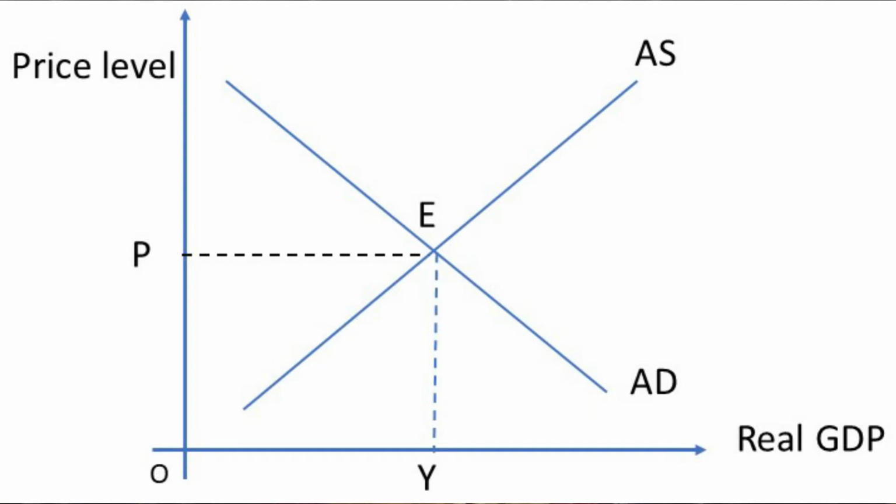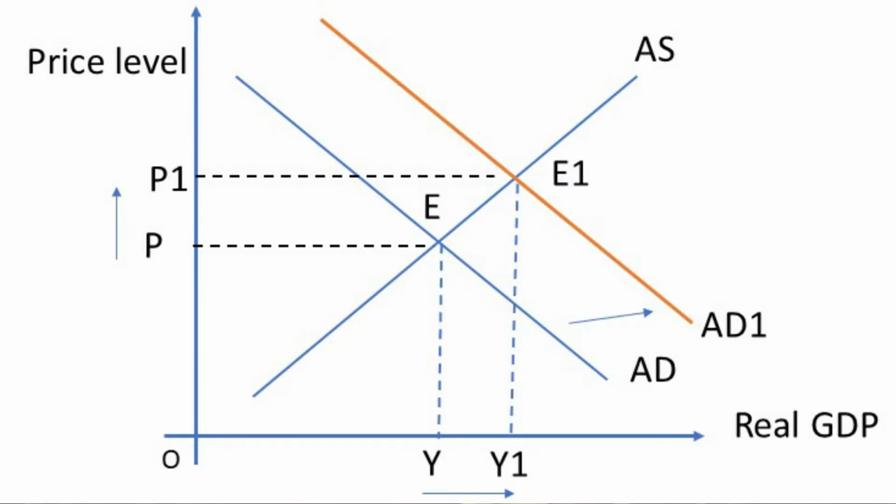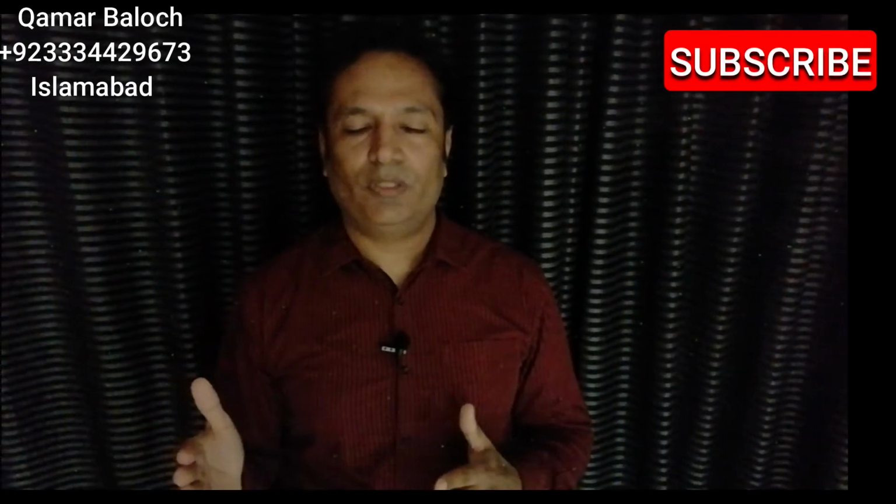Now coming to the changes in equilibrium due to increase and decrease in demand. Suppose there is increase in aggregate demand in economy, then equilibrium will change as shown in this figure. We will draw an initial equilibrium at point E where price level is P and real GDP or output is Y. Increase in aggregate demand shifts aggregate demand to the right from AD to AD1, and new equilibrium will now take place at E1 where price level is P1 and it has increased, real GDP is Y1 and it has also increased.